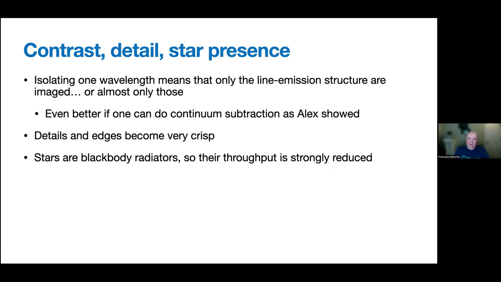So if you isolate only one wavelength, you're only going to see those structures that emit in that particular wavelength, or almost those. As we know, there's always a continuum component, but thanks to Alex, we have the mathematical tools to remove it and go back to observing almost exclusively that wavelength. The result is that the details, and in particular the edges, become very crisp, sharp. An additional benefit is that since the stars are black body radiators, if you select their light with a narrowband filter, you're gonna throw away most of the light of that star. And so the photons collected by your sensor that come from the stars will be way fewer than otherwise with a broadband filter.